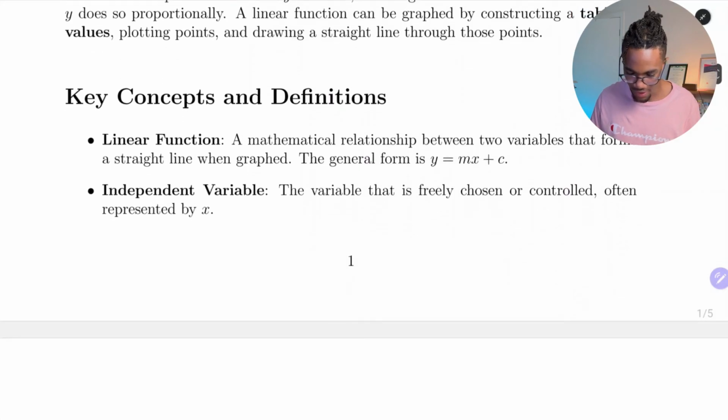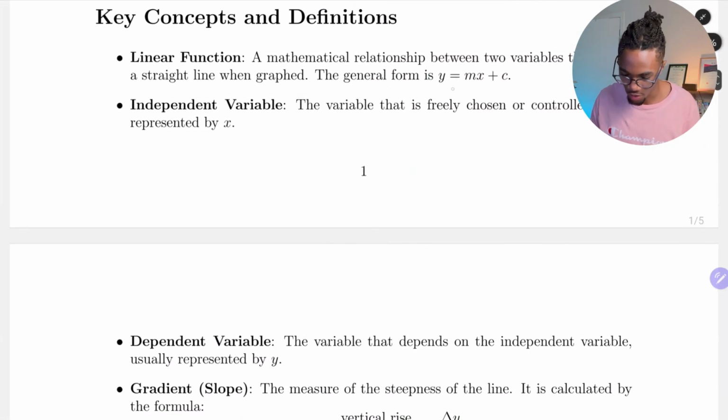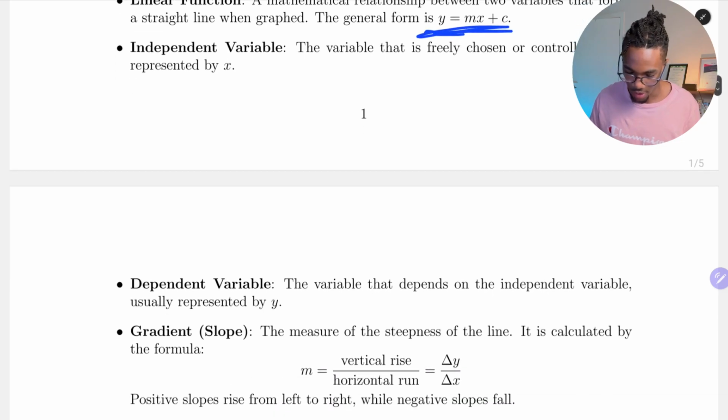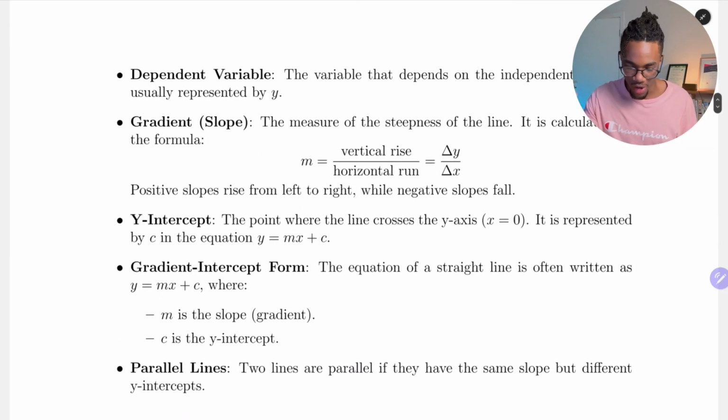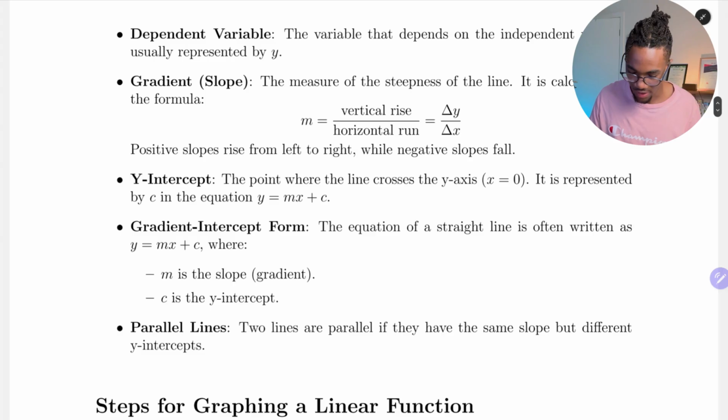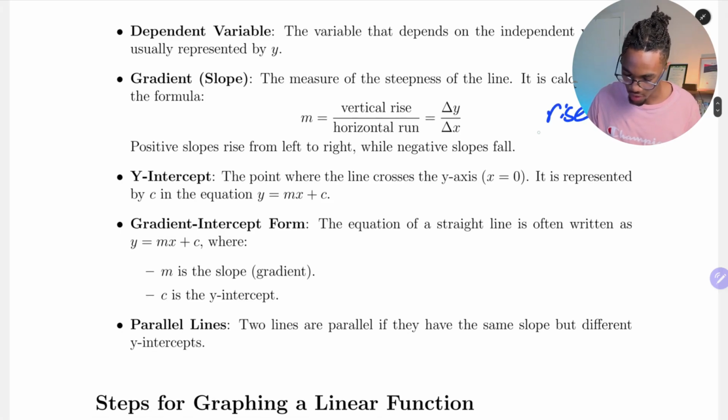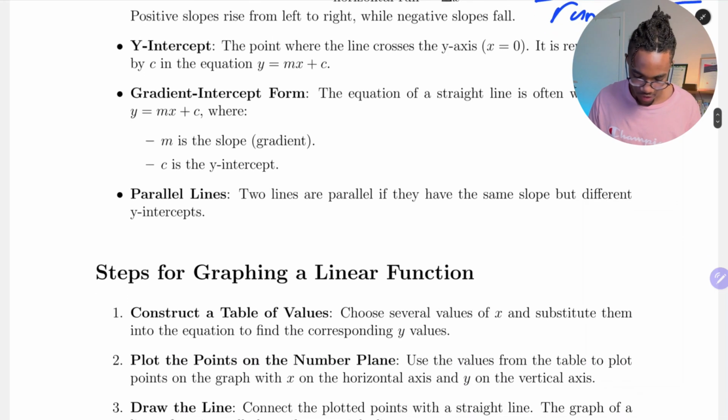So let's get into some definitions. We've got a linear function, which is this. We've also got the variables, so independent and dependent variables. I wouldn't recommend just memorizing, oh, this is dependent, this is independent. Just develop your common sense, and this will be a lot easier. You've also got your gradient, slope, which is what we've done here. That's equal to either rise over run or y1 minus y2 over x1 minus x2. Got our y-intercept, gradient intercept form, and parallel lines as well.